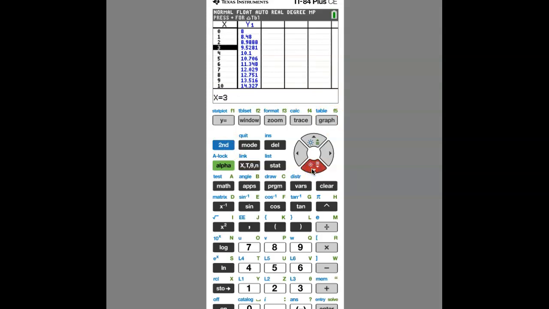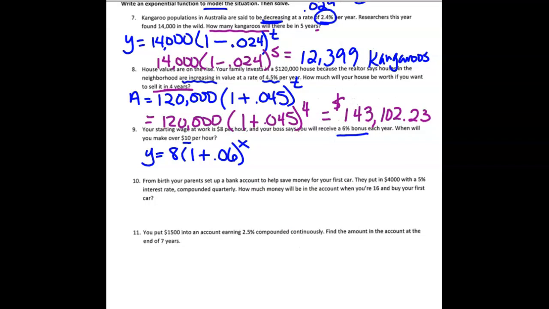Notice after 3 years we're only at 9.52 or 9.53. And after 4 years, we're at that 10.1. So it's going to take us 4 years to get to at least $10. Okay? So we said at 3 years, we were at about 9.5. At 4 years, we're at 10.1. So it's going to take 4 years.